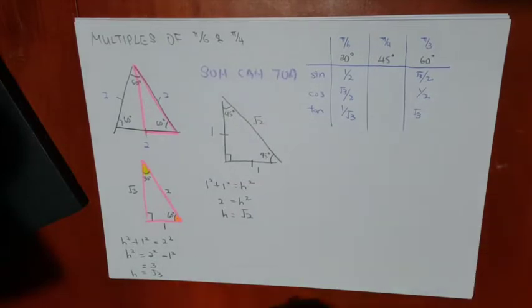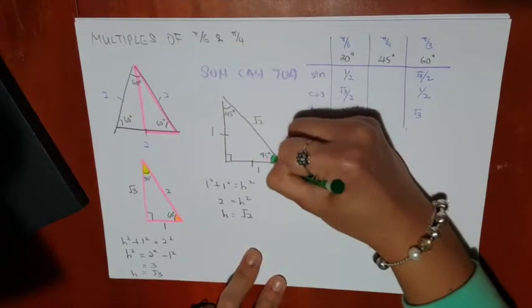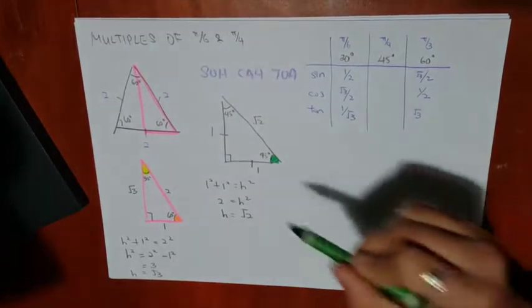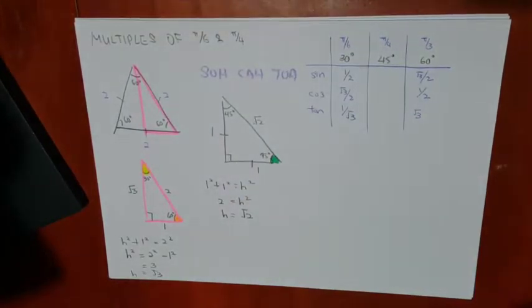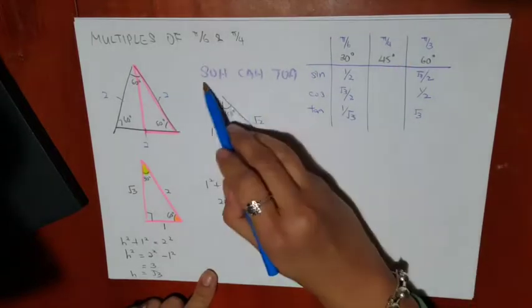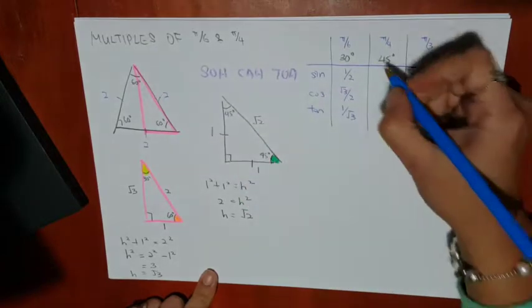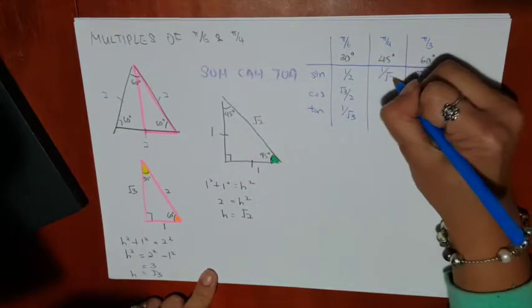Now that we have this, we can look at the angle 45 degrees, which is this one. You can take the other one, that's fine, because you will get the same answer. So for sine 45, it's opposite over hypotenuse, which is 1 over square root 2.